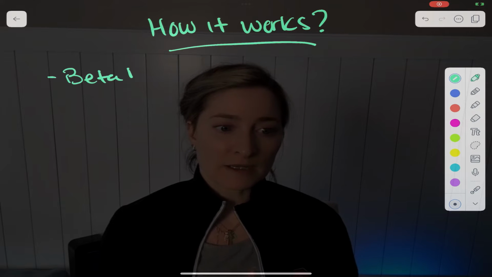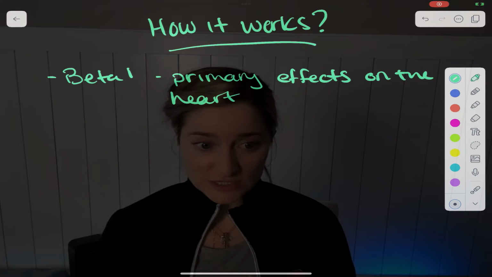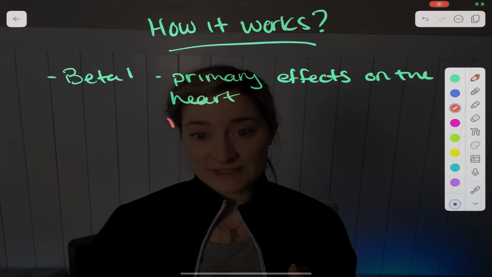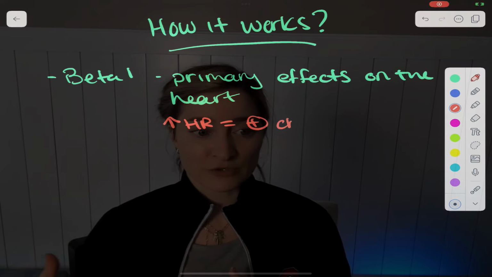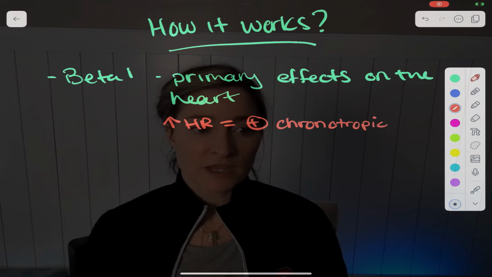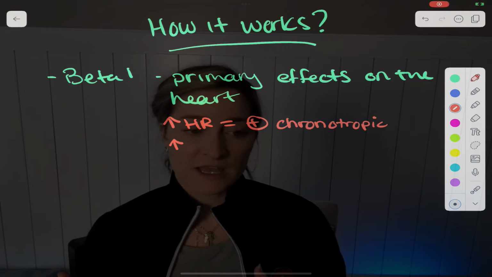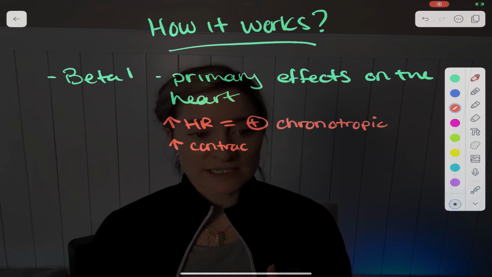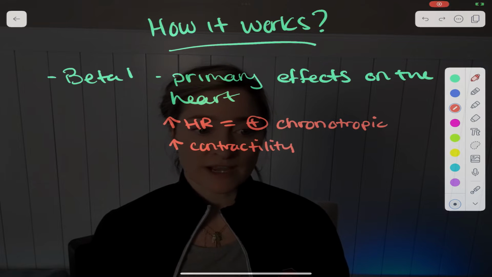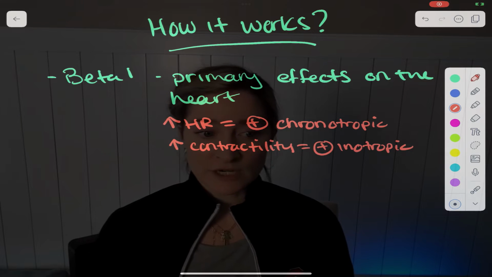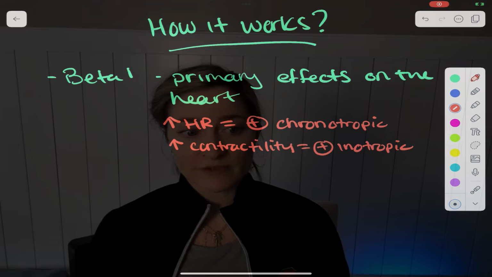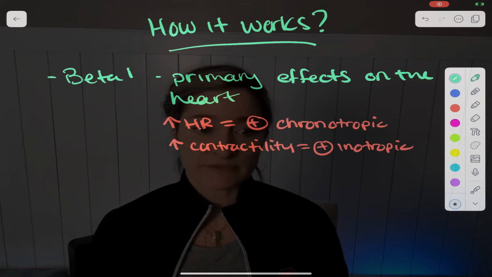Now, beta-1, again, primarily affects the heart. And beta-1 is where you get the tachycardic effects from increased doses of norepinephrine. Beta-1 causes an increase in heart rate, which is also known as a positive chronotropic effect, and an increase in contractility, which is a positive inotropic effect. So increased heart rate is a positive chronotropic effect, and increased contractility is a positive inotropic effect.